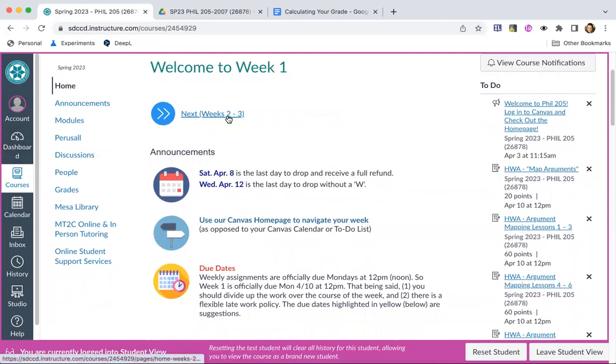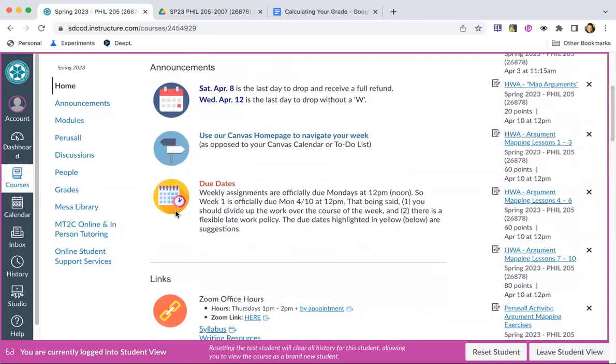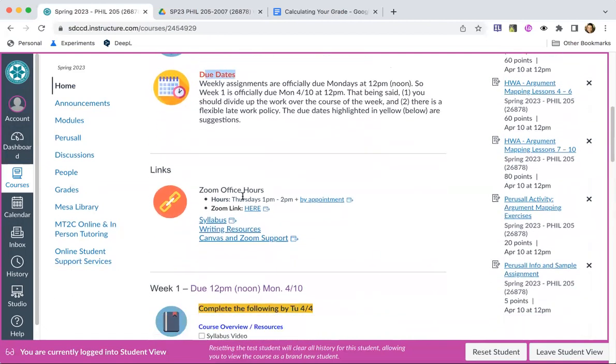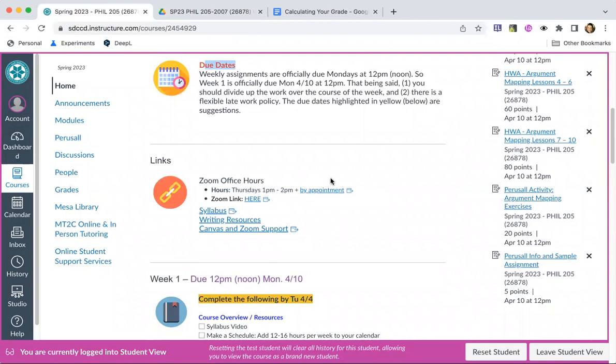So there'll be a link to next week, and then when we move to week 2, there'll be a link at the top back to week 1, so you can navigate between the weeks at the top of the page. Right now, this is not a working link. There will be announcements at the top. These are the most important ones right now, including use this homepage to navigate your week. That's super important. Info about due dates, links, including Zoom office hours.